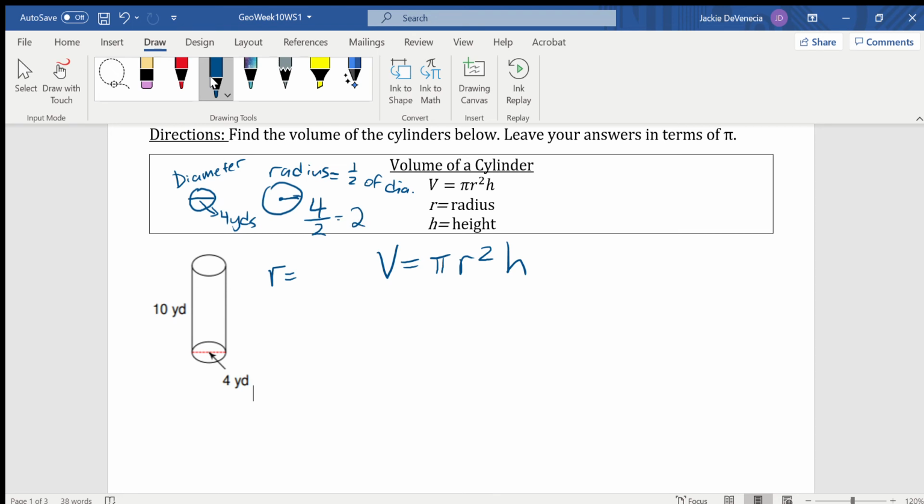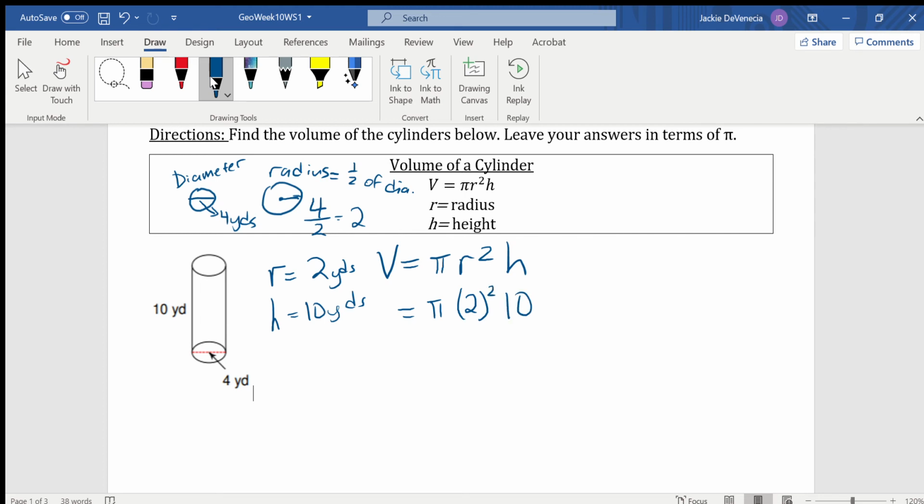So my radius over here is going to be 2 yards, and then my height is going to be 10 yards. You're getting the height from, it can either be the length or how tall your cylinder is. So now that I have my two values, I'm going to go ahead and plug it in. So I have that pi. Instead of writing r, I'm going to write 2 squared. And instead of the h, I'm going to write 10.